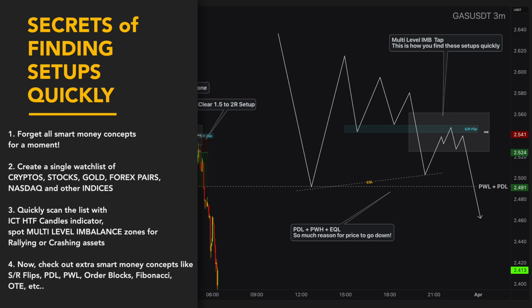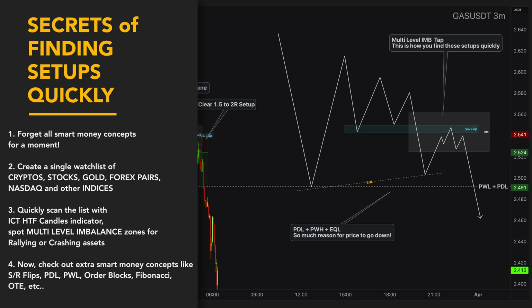Secondly, create a broad watch list of crypto futures, stocks if you want, Forex pairs maybe, gold, Nasdaq, or other indices. Collect them in the one single list. Third, with our ICT high time frame indicator, quickly scan them. Spot rallying or crashing assets. But more importantly, spot the multi-level imbalance zones. Just the way I teach it.